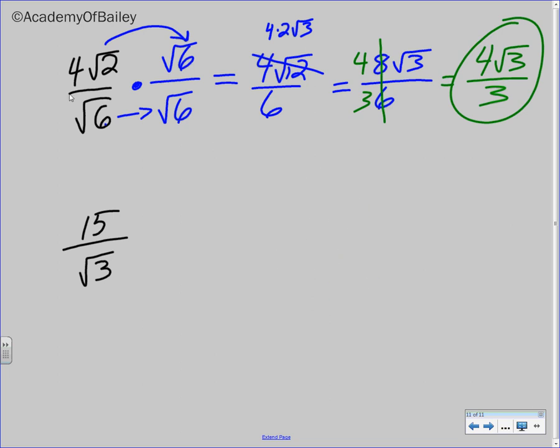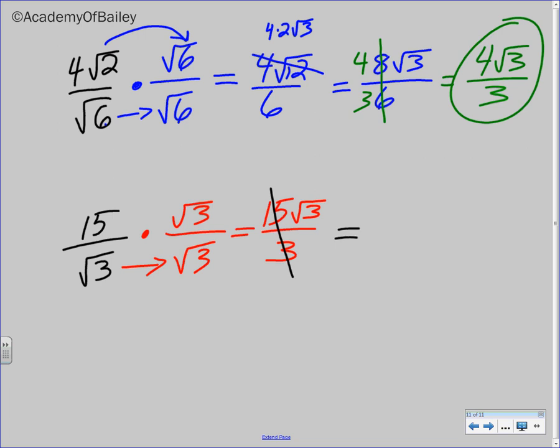And here, on the bottom, we're going to multiply both the top and the bottom by the square root of 3 over the square root of 3. On the bottom, square root of 3 times the square root of 3 should leave you with 3. And on top, 15 times the square root of 3 is this. What number goes into 15 that also goes into 3? 3 does. 3 goes into 15 5 times, and 3 goes into 3 once. Now we don't need that 1 on the bottom. Actually, we need it there, we just don't need to write it. 5 times the square root of 3. We have rationalized that denominator.